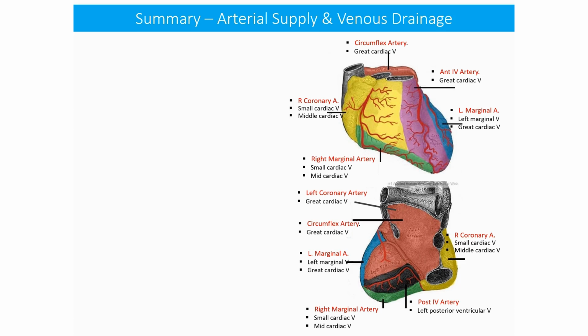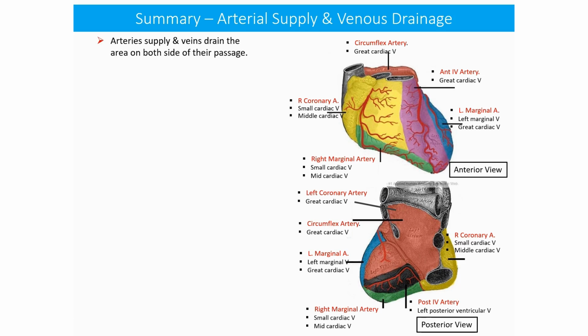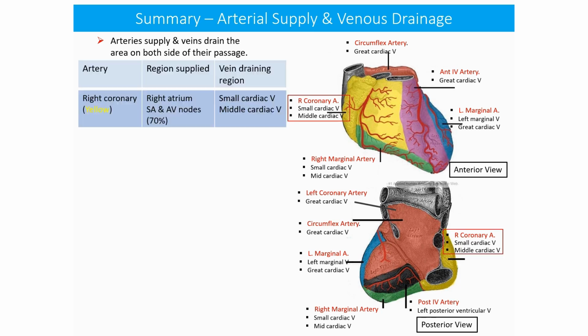Summary of the blood supply of the heart. By keeping in mind that arteries supply and veins drain the area on both sides of their passages, we summarize the blood supply of the heart. First, the major part of right atrium, and in 70% of the cases, the sinoatrial node and AV nodes are supplied by right coronary artery, and this area is drained by small cardiac vein and middle cardiac vein.